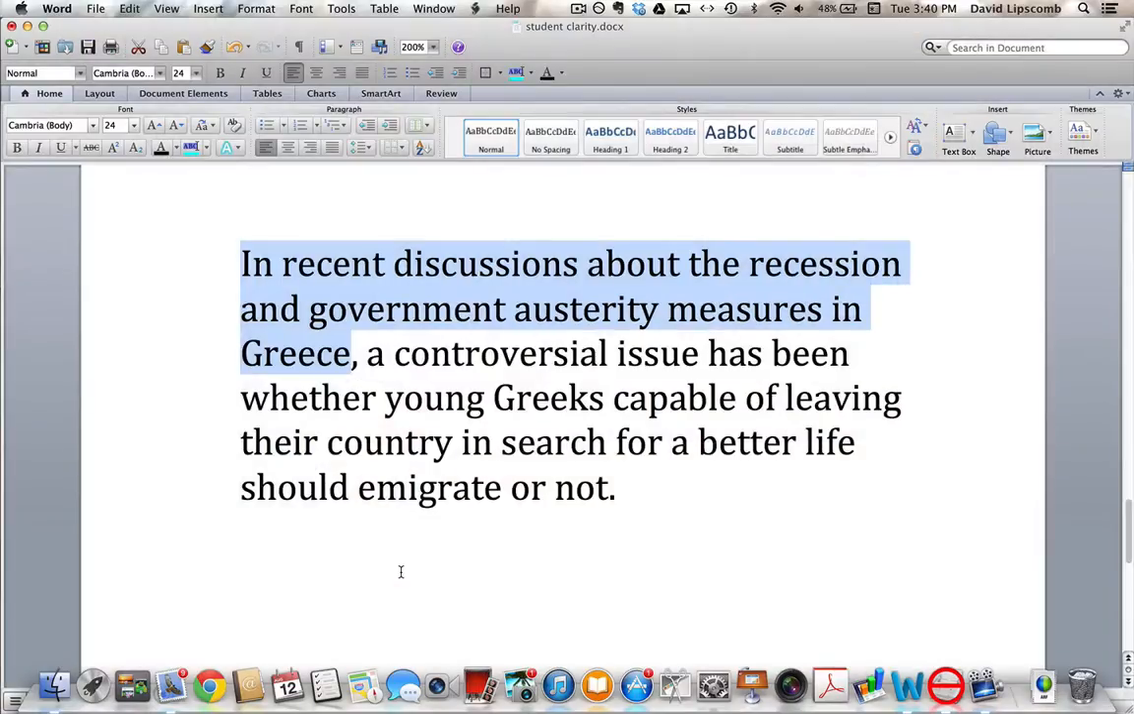Okay, welcome back. Let's start by looking at the original opening. After a long introductory prepositional phrase, the author gives us our subject, a controversial issue, and our verb, has been. Does this combo express the main action here? No. So, what did you do? I'm guessing many of you chose to begin with young Greeks. And that makes sense. They are, after all, the main actors. And our student author agreed.